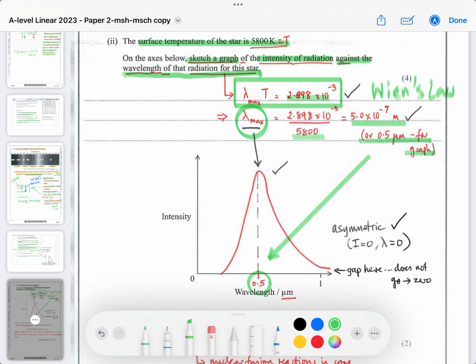So the peak and the fact that you've drawn it the correct shape asymmetrically, the intensity is 0 when the wavelength is 0. So basically there is a 0 point here, but there's a gap here. It doesn't go to 0 like that. It's kind of asymptotic.